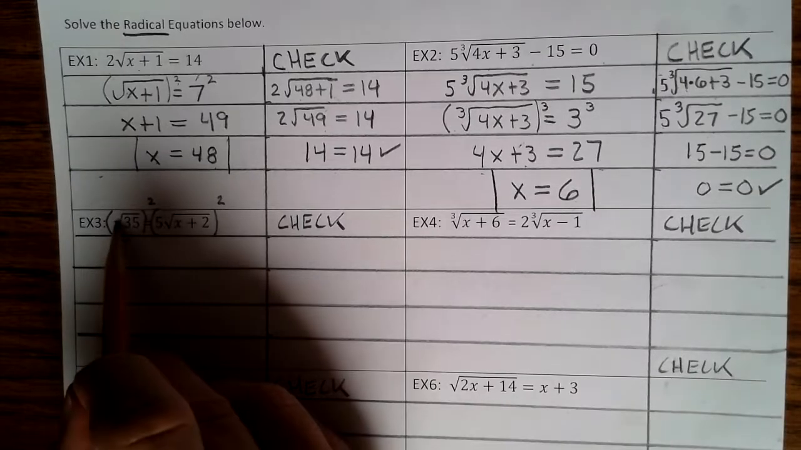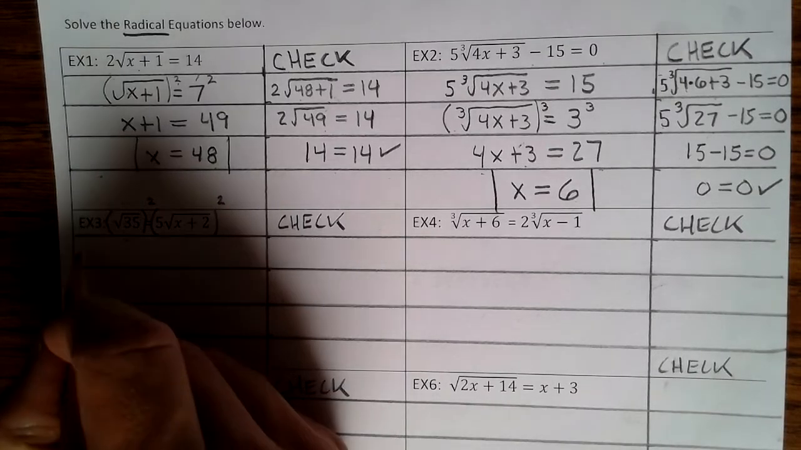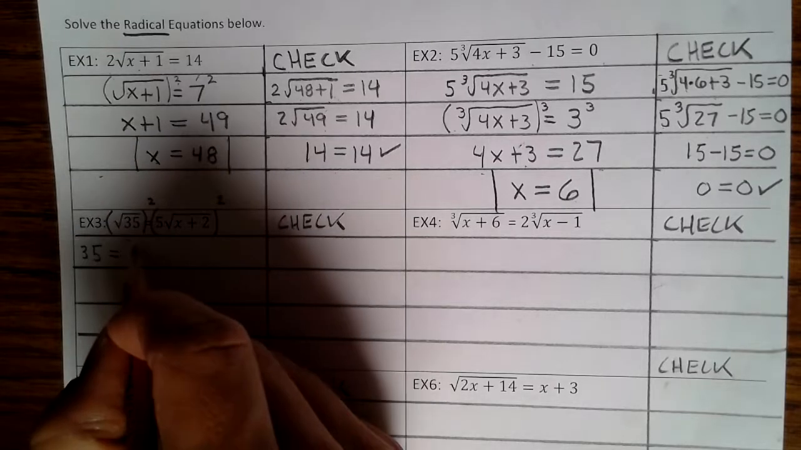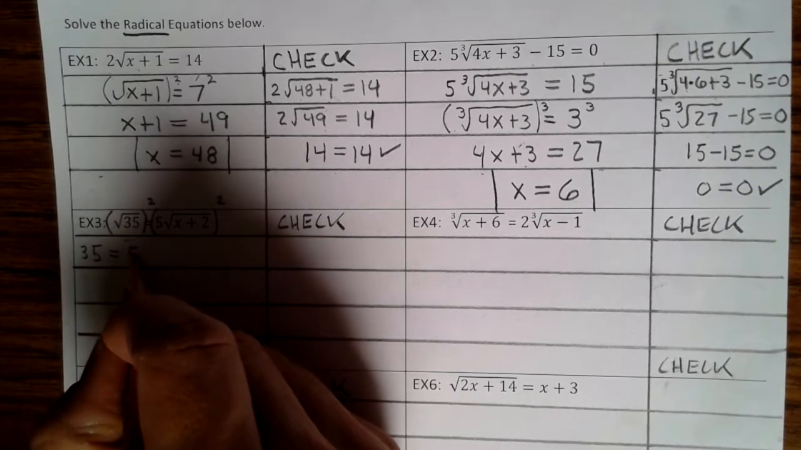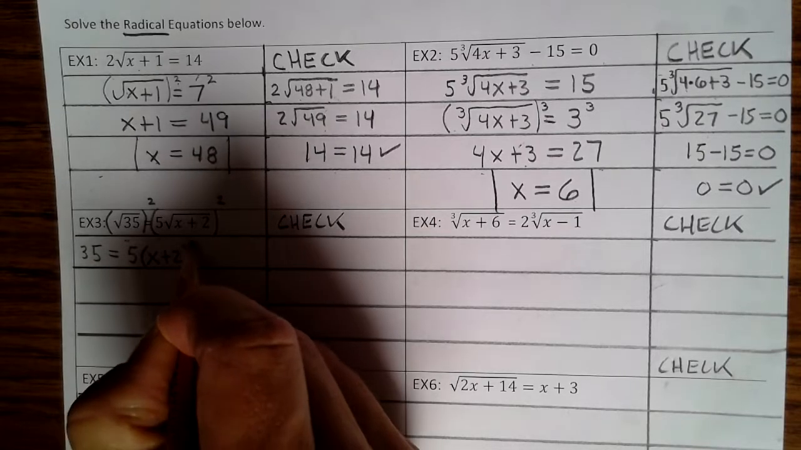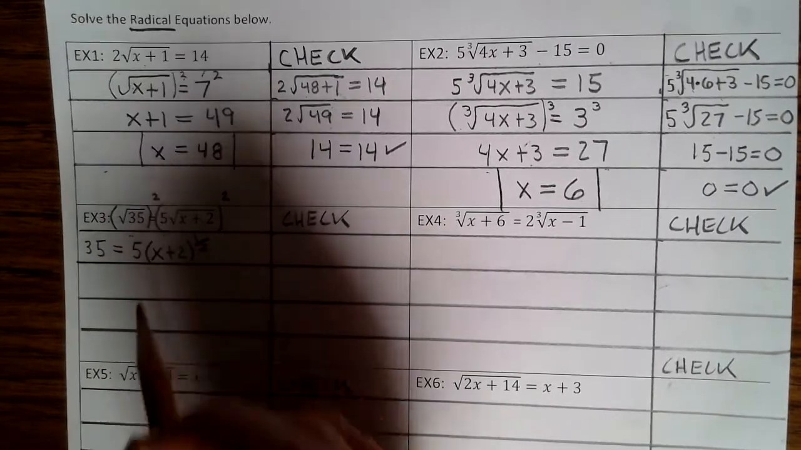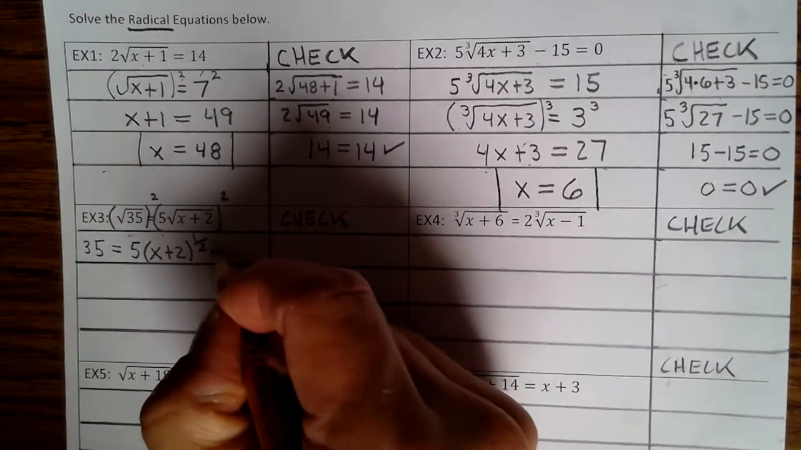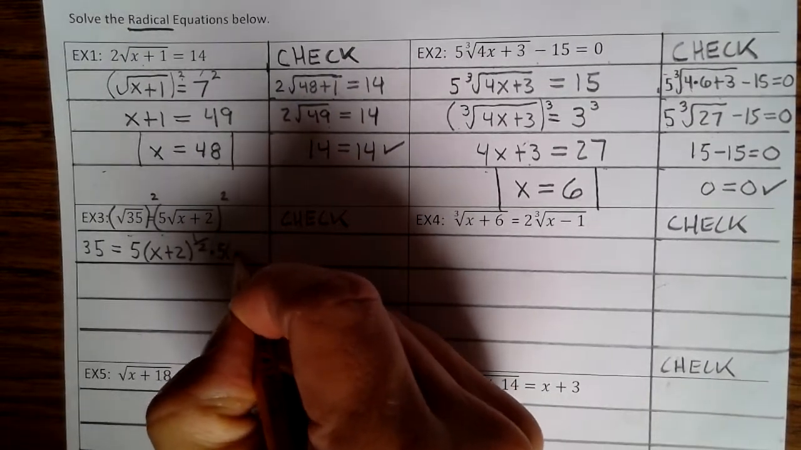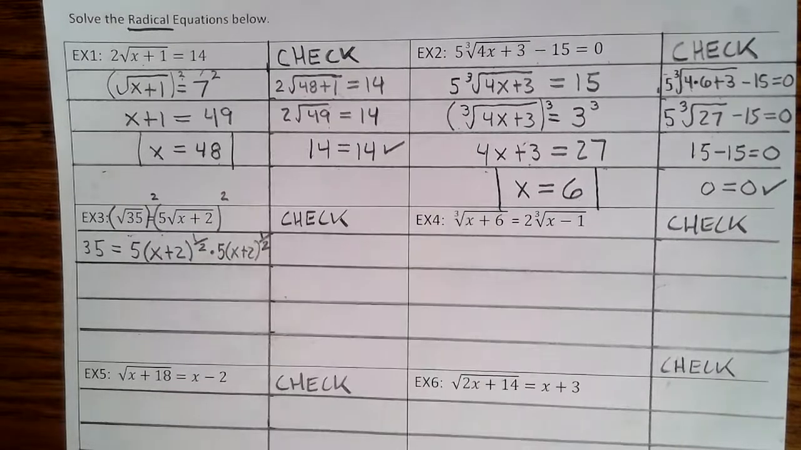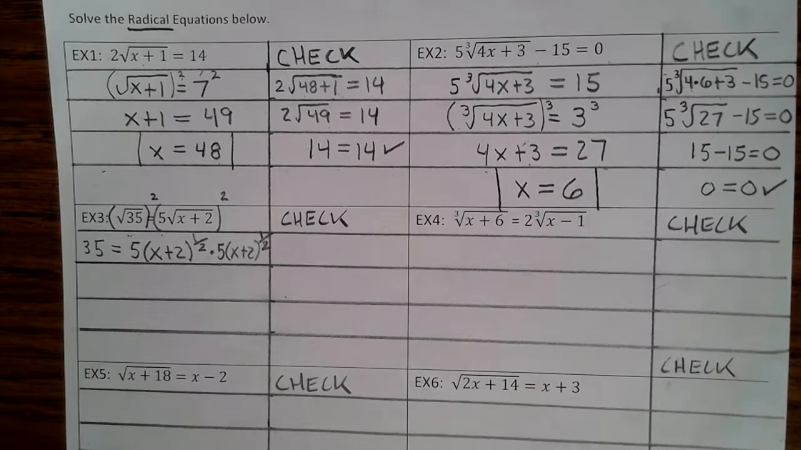Now, this unsquares the square root, so you're left with 35 equals, now this is 5 parentheses x plus 2 to the 1/2, because that's another way to write the square root. But since you're squaring it, you have to multiply it times itself twice. So 5 times x plus 2 to the 1 divided by 2. Okay.